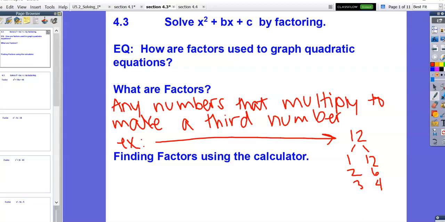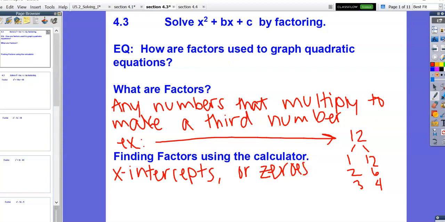When you're finding factors using the calculator, you're looking for the x-intercepts of a graph, which I will show you how to do in a little bit. They're also called zeros. You may also see them called roots. So let's look at an example.